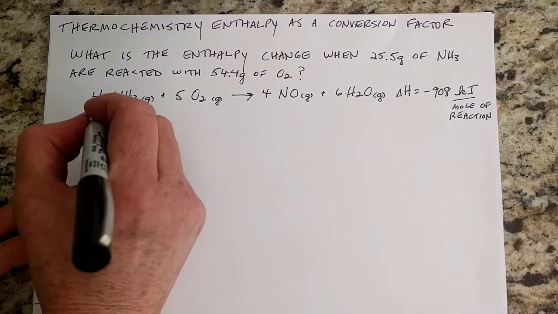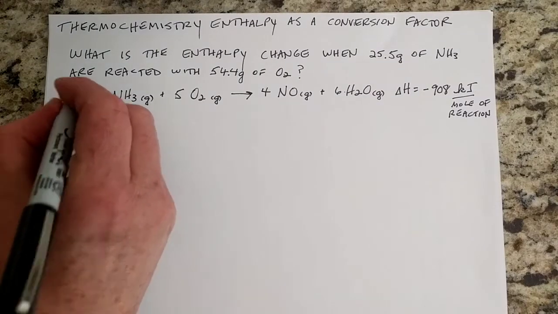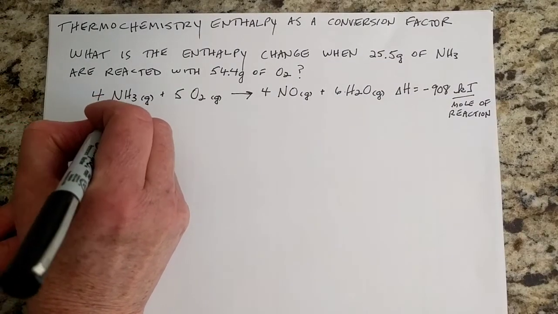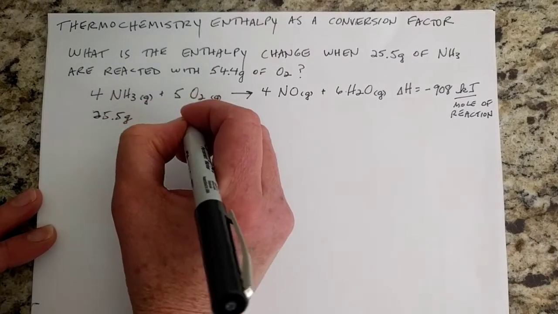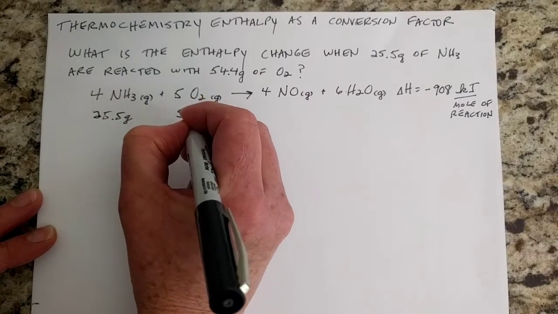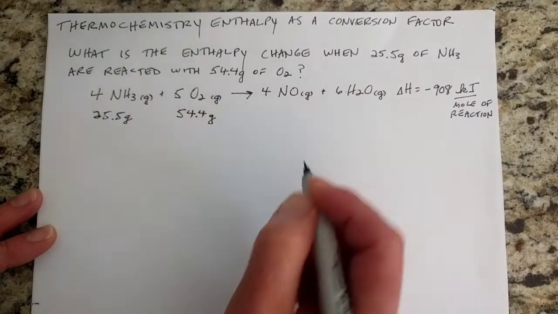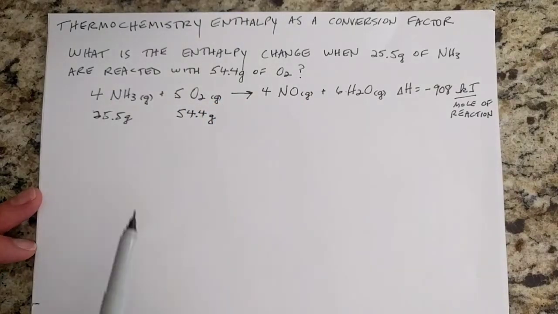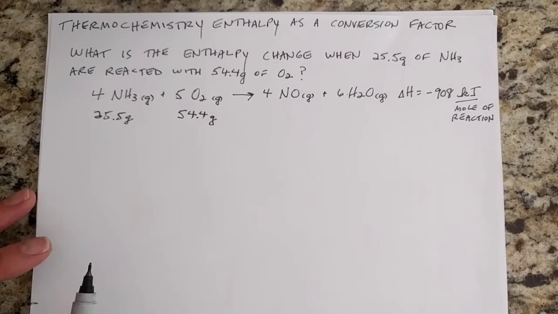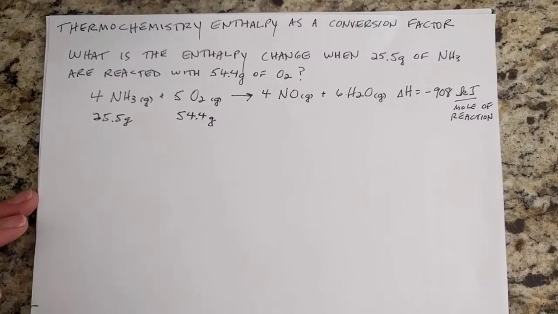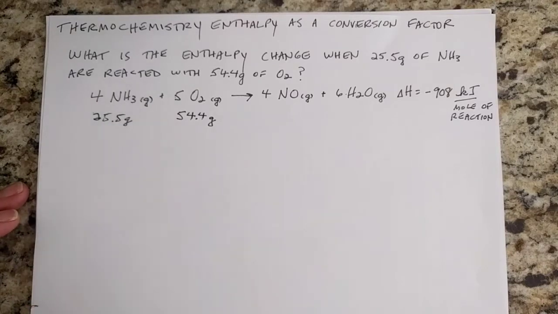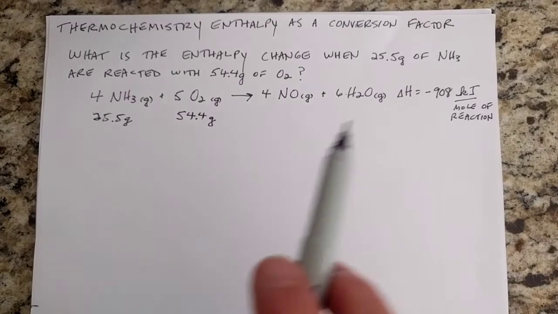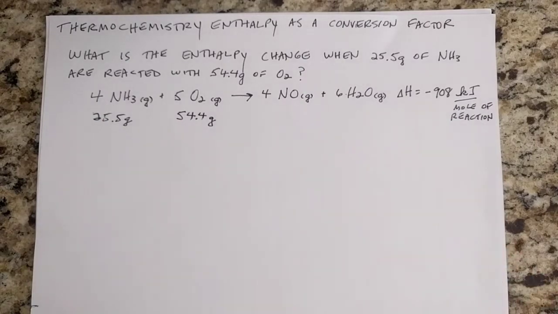All right, so we're given that we have 25.5 grams of NH3 and 54.4 grams of O2. So we're given the amounts of both of our reactants. So this means that we have a limiting reactant problem. We have to see which one of these reactants gets used up. And that will be the value that we'll use to figure out the change in the enthalpy.